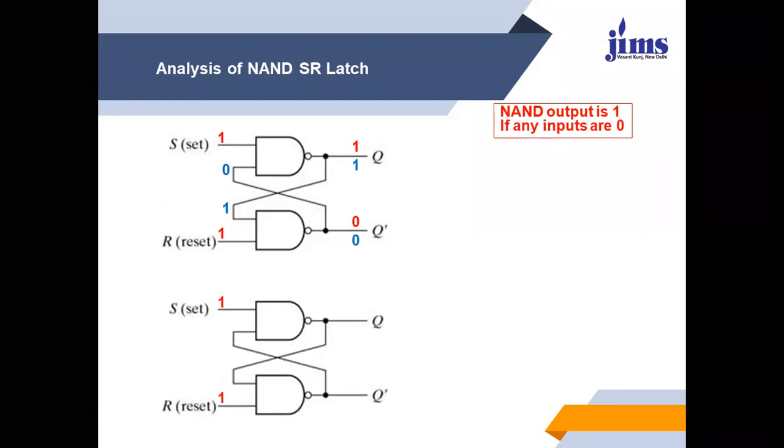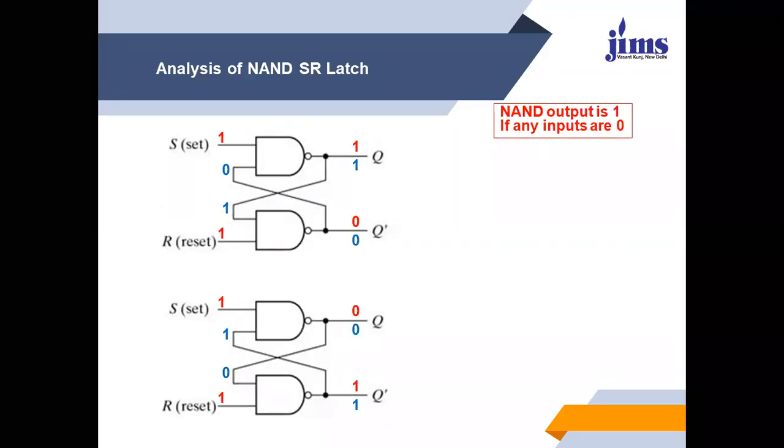Again, consider the different case with the same input 1, 1, and we have considered that the previous output was Q equals 0 and Q bar was 1. So what happens? Again, our analysis will start whenever an input is 0. So 0 comes from the feedback. Output is 1, 1 goes here. Then the output is 0.